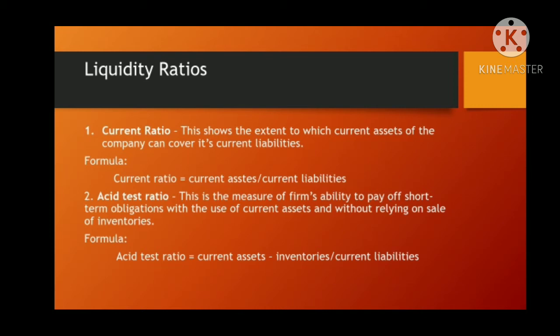Second is the acid test ratio. This is a measure of the firm's ability to pay off short-term obligations with the use of current assets and without relying on the sale of inventories. The formula of this is acid test ratio equals current assets minus inventories over current liabilities.